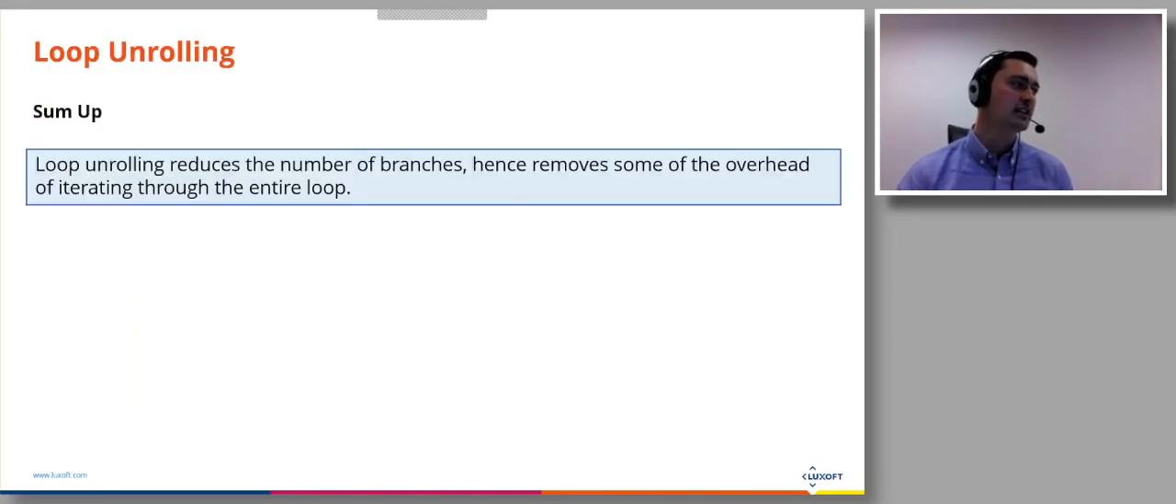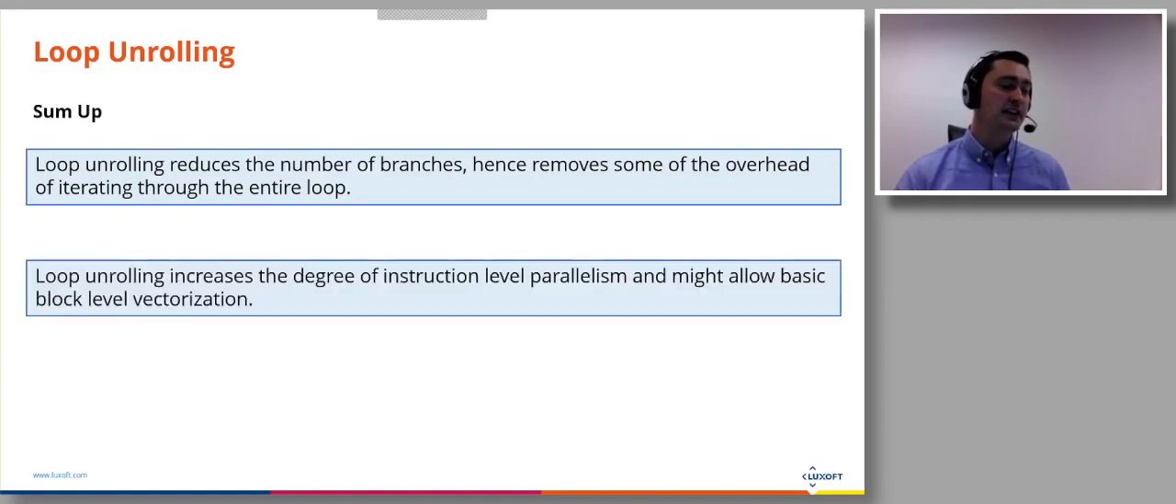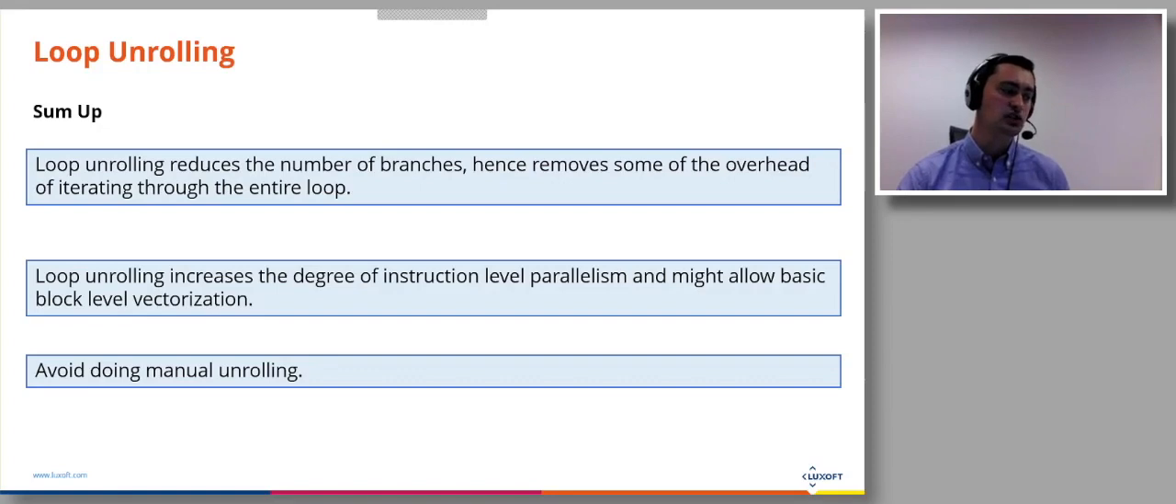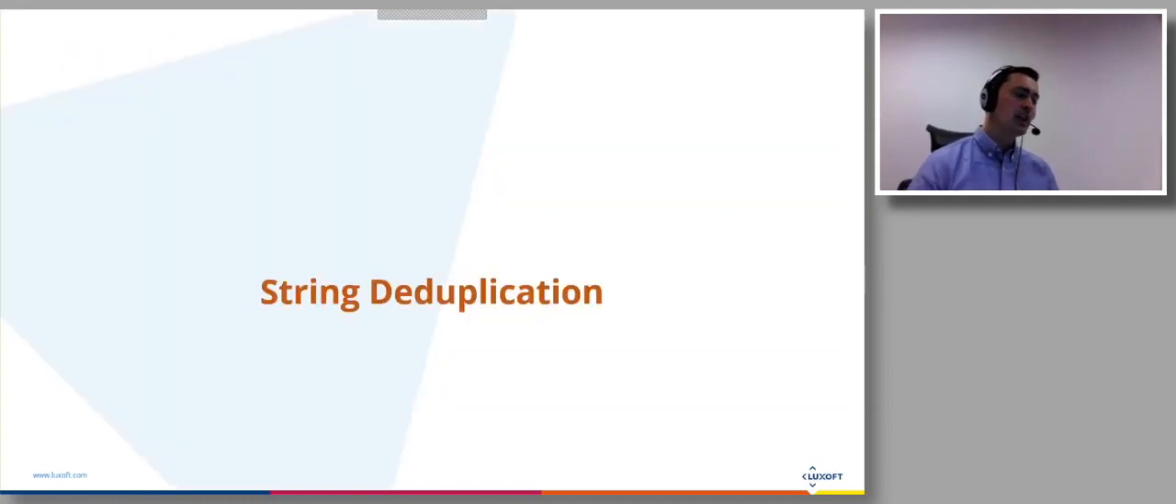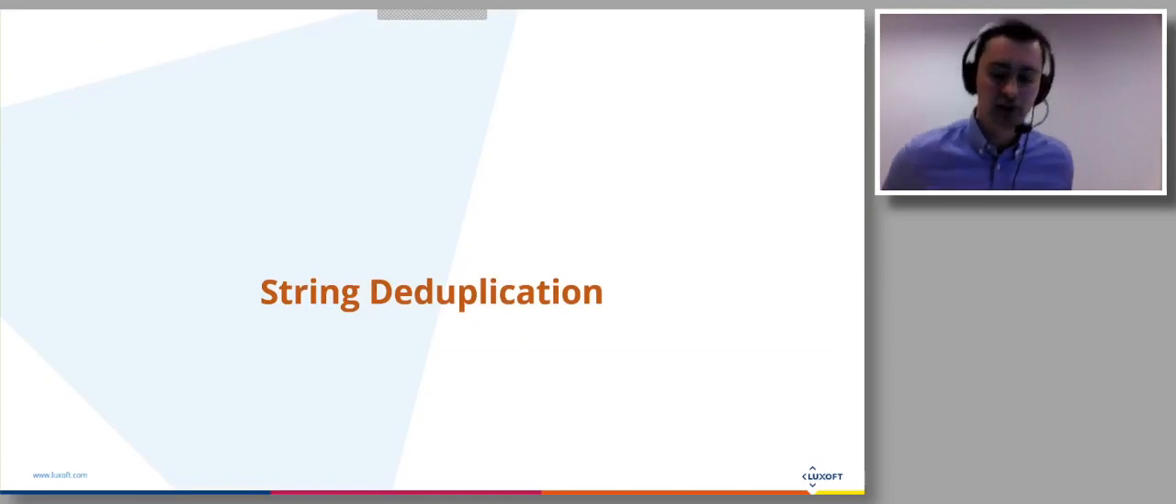To sum up what we have discussed, loop unrolling reduces the number of branches. That's why we have this technique during runtime. And as you guessed, one answer was about this. It helps, for example, instruction level parallelism, and it might allow basic block level vectorization. So you had a very good clue, a very good intuition. In a nutshell, I don't encourage you to do manual loop unrolling. Just write the code in the more natural way and let the just-in-time compiler be busy and take care of these optimizations. The next performance technique is called string deduplication.